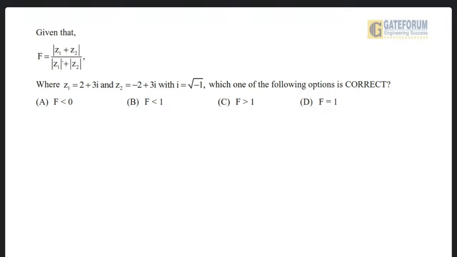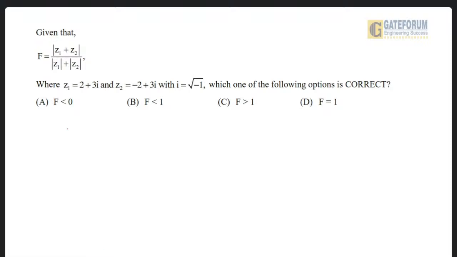The question is: given that capital F is equal to modulus of Z1 plus Z2 divided by mod Z1 plus mod Z2, where Z1 is equal to 2 plus 3i and Z2 is equal to minus 2 plus 3i, with i equal to square root of minus 1, which one of the following options is correct? This is from engineering mathematics, from the topic complex variables, subtopic basics, complex numbers.